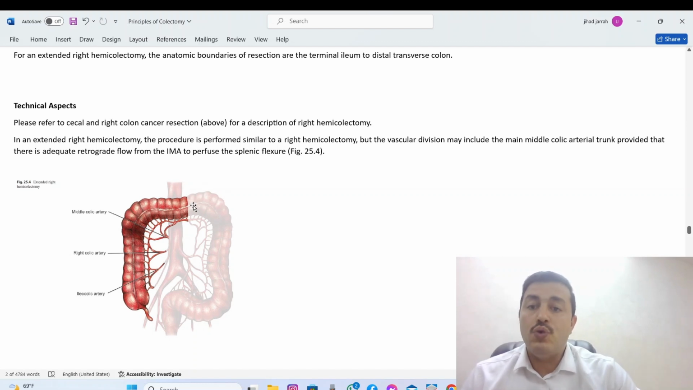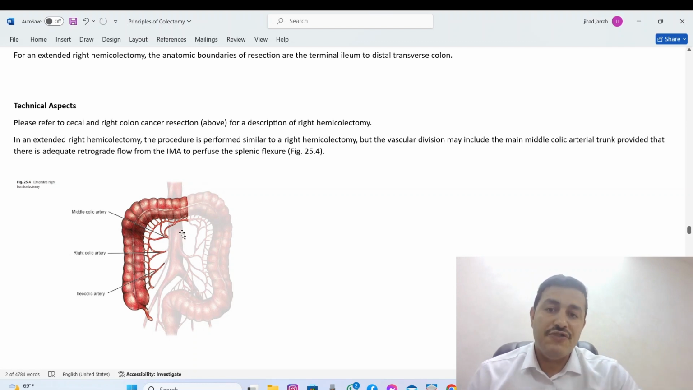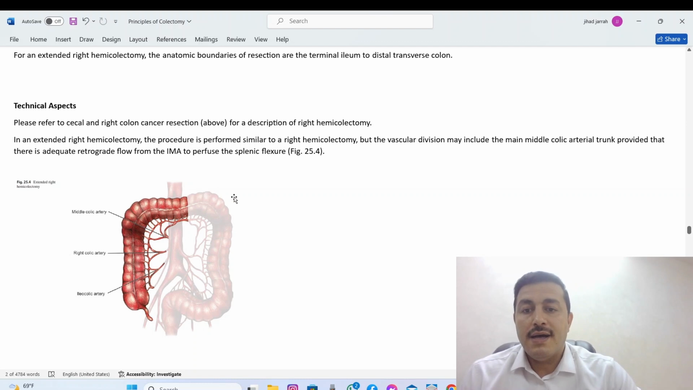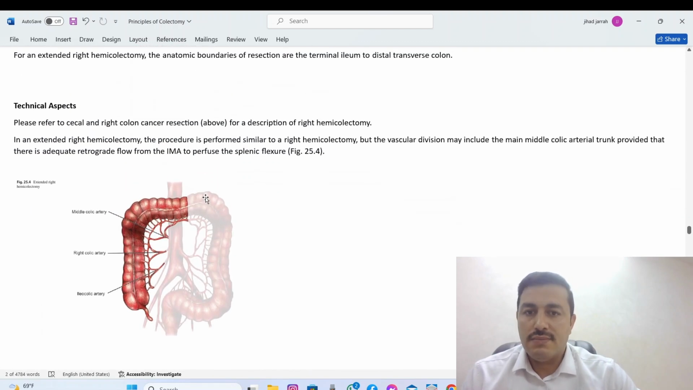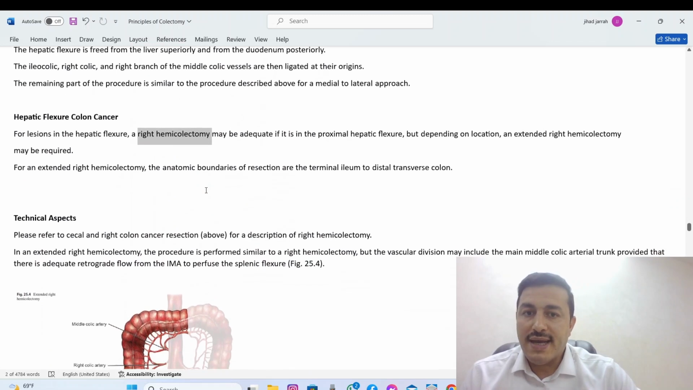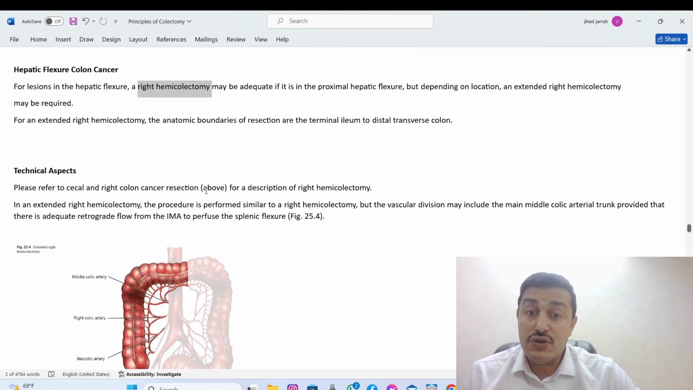I may need to mobilize the splenic flexure to do an anastomosis in a tension-free manner. It's not mandatory, but some surgeons prefer a mitrotili to mobilize the splenic flexure. Again, here splenectomy is not mandatory and it's not associated with improved oncological or functional outcome. What can I add regarding the hepatic flexure?